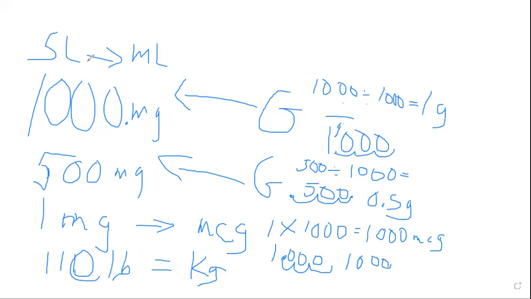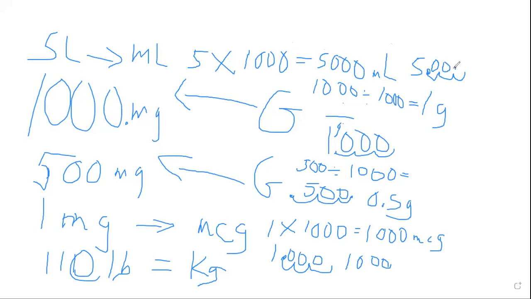The next one was the 5 liters to milliliters. Again, you're going to the right, so we have 5 times 1,000 equals 5,000. Or move the decimal 1, 2, 3 places to the right: 5,000 mL.